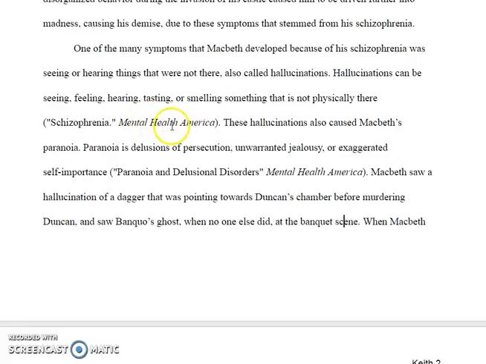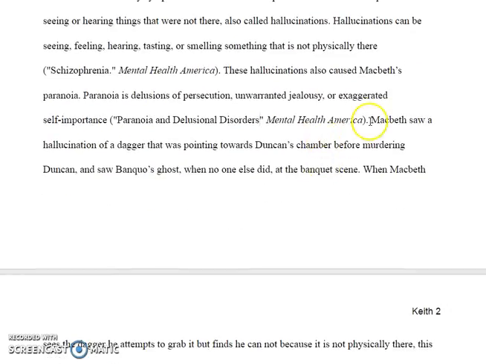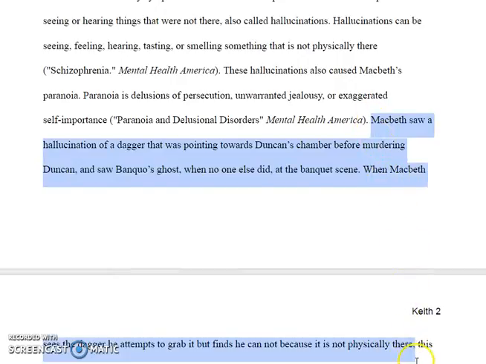Now, this paragraph, you do a good job of using your outside sources, but you don't need that part of the works cited entry in here. You just need this first part, okay? Then, and this is the problem we're running into.